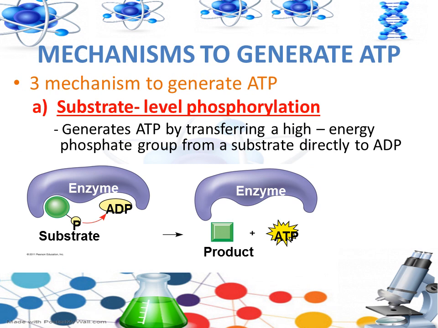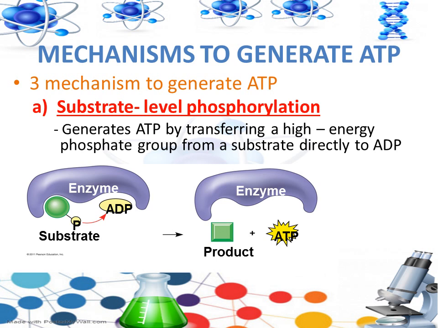There are three mechanisms to generate ATP. The first one is substrate level phosphorylation. What I mean by substrate level phosphorylation is that ATP is directly generated by transferring one phosphate group from a substrate to the ADP. Alright, so when the substrate transfers one phosphate group to ADP, the ADP gains another phosphate group and becomes ATP. And what happened to the substrate? The substrate will become a product.